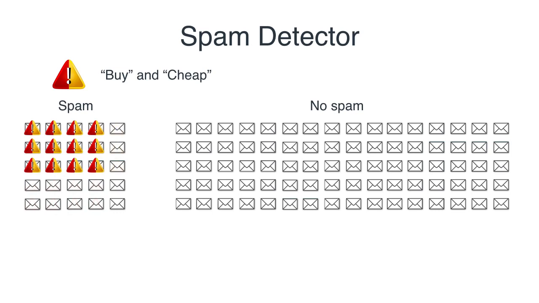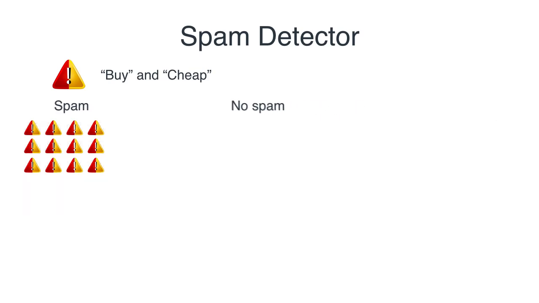And so there's actually 12 emails that contain the words buy and cheap. So that's some good data. And then let's look among the no spams. Let's say that there's these 5 that contain the word buy and these 10 contain the word cheap. So actually there's none that contain both words, but that's okay. We're going to do the same thing as before. We have 12 spam emails and 0 no spam emails that contain the word cheap.